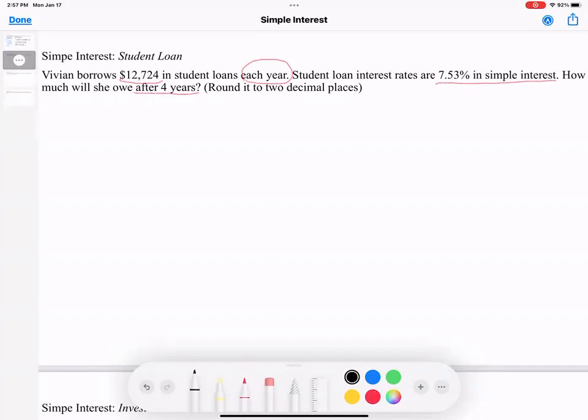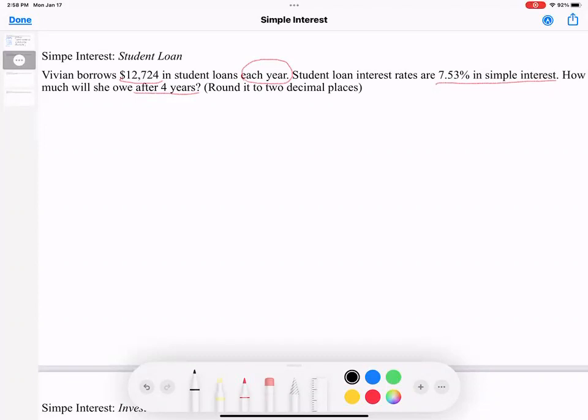Right, so which means what? For a timeline, in the beginning of the first year, she borrows this amount of money. In the second year, in the beginning, she borrows the same amount again. In the beginning of the third year, she borrows again. And in the beginning of the fourth year, she borrows this amount again. So she borrowed $12,724 four times.